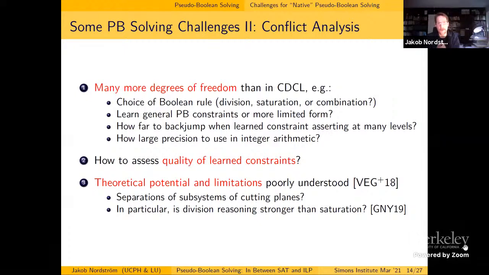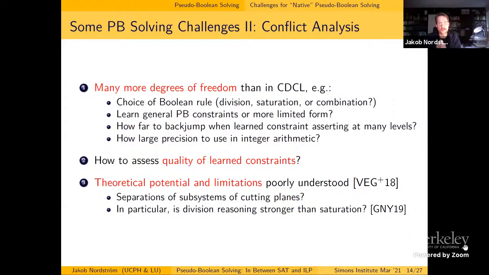For instance, in CDCL, you're going to do your conflict analysis with resolution, period. But in a pseudo-Boolean setting, you could use maybe division, maybe saturation, maybe combining them, maybe doing something else. You can massage your pseudo-Boolean constraints and simplify them in different ways. When you finally decide to learn a constraint, it can be asserting at several different levels. So how far should you back jump?